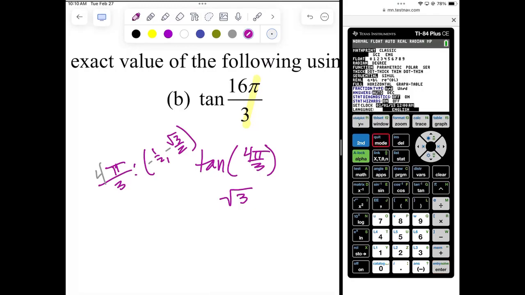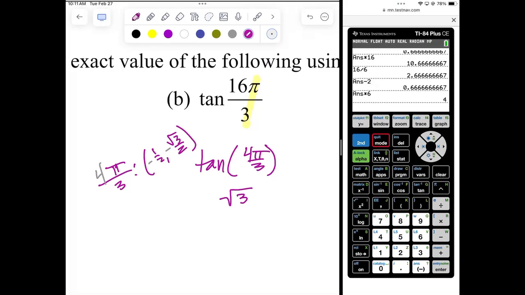What mode are we in? We're in radian mode. Let's try it. Tangent of 16 pi divided by 3. Let's see what that gives us. It gives us 1.73.